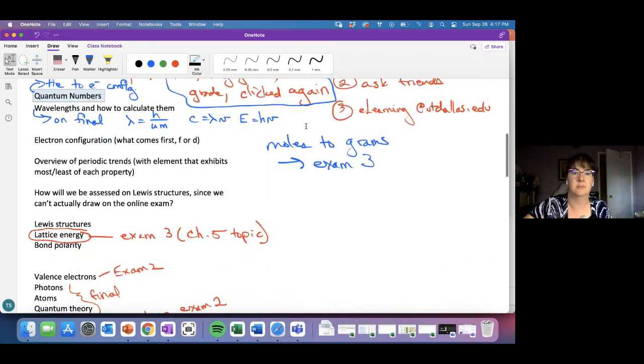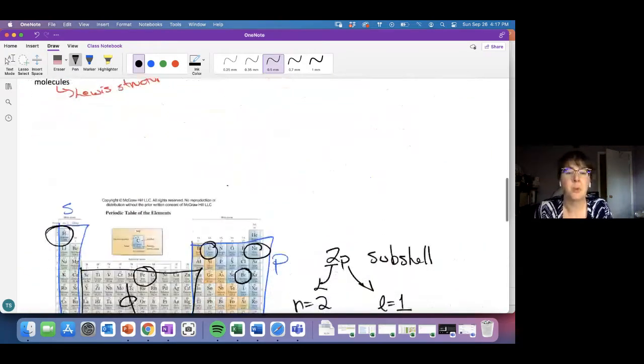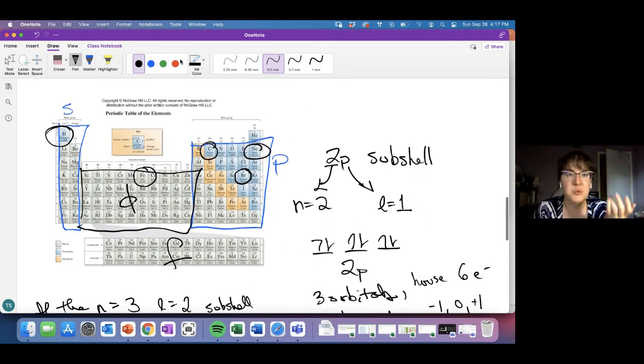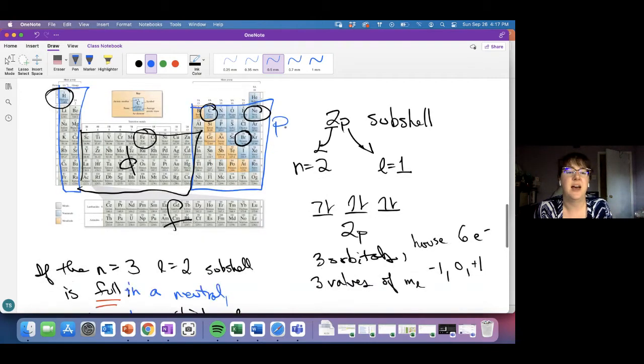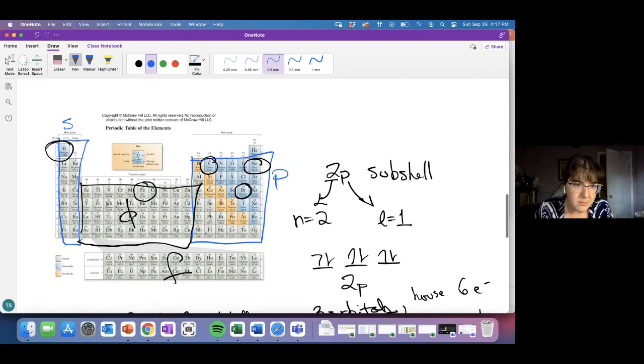Great. So first question: is a half-full S subshell stable even though it only has one electron? One of the places where this question comes from is that we spend a fair amount of time talking about exceptions, and a lot of our exceptions are coming from, grab my periodic table, the periodic table.